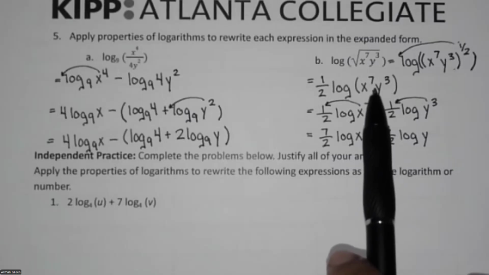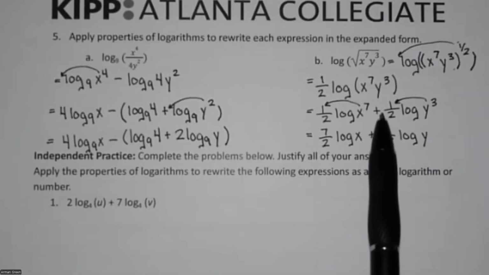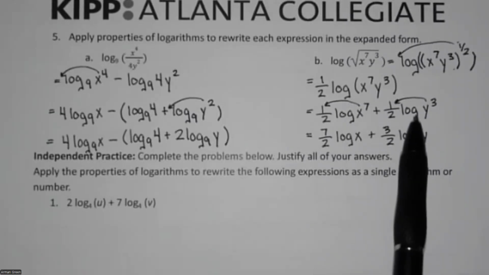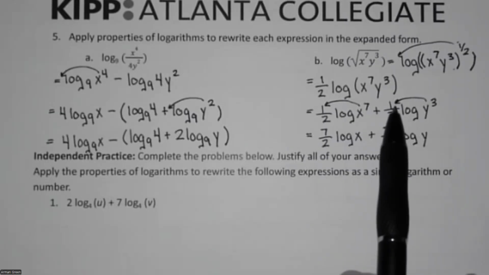Now we are multiplying two things. So again, split it up into two parts. And since we're multiplying, that means that we have a plus sign in the middle. Now for this, I have an exponent of 7, so I have to move that to the front. And for this logarithm, I have an exponent of 3, so I have to move that to the front here as well.